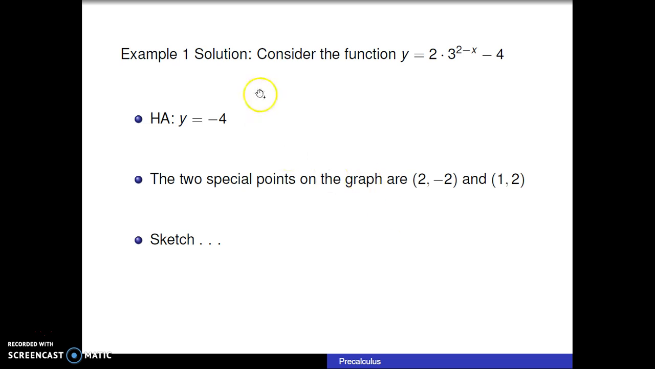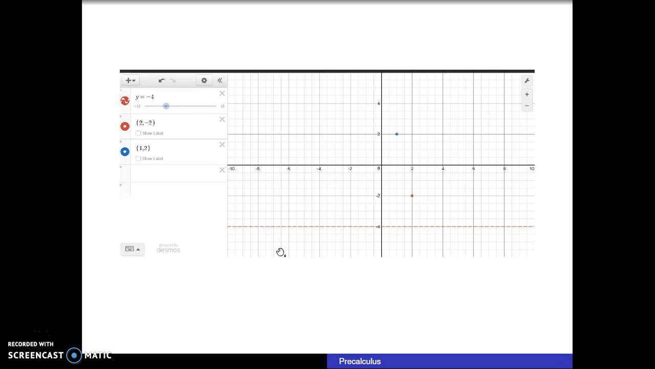Okay, so here's a summary. We knew the horizontal asymptote was y equals -4 because the vertical shift was the only thing that affected that. Here's our two special points, (2, -2) and (1, 2). And then we're going to do a sketch. And so I've started this sketch. Here's the horizontal asymptote, y equals -4, shown as a dotted line. Here's the 2 points, (2, -2) and (1, 2).